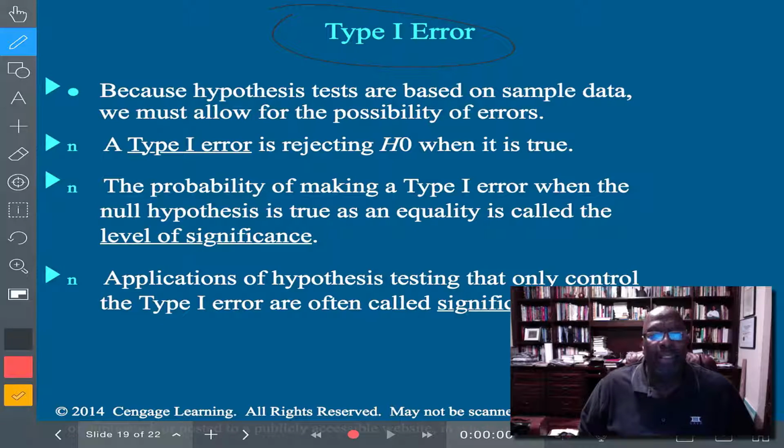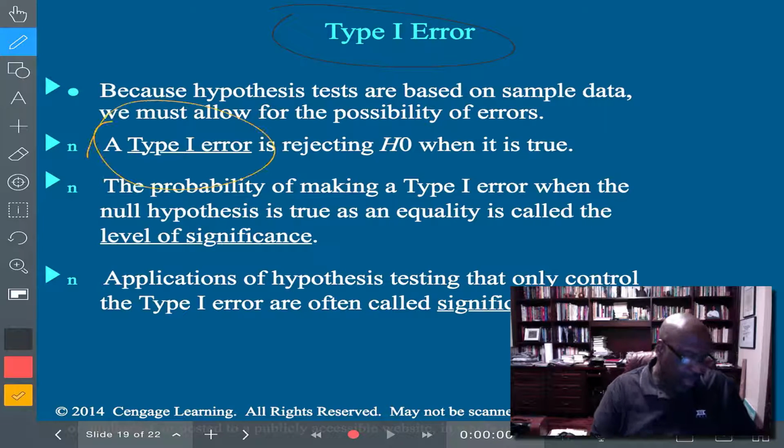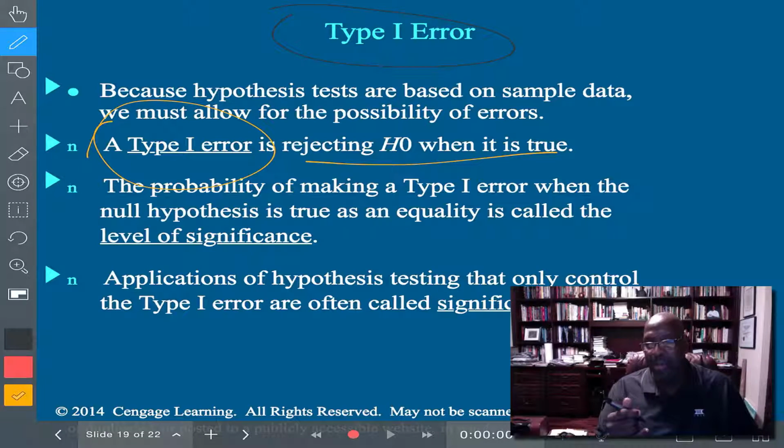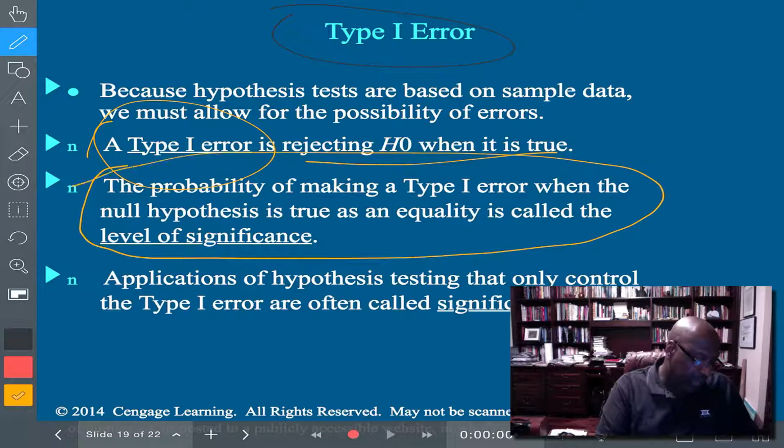Anyway, because hypothesis tests are based on sample data, we must allow for the possibility of errors. So we have one which is called a type 1 error, which is rejecting the null hypothesis when it is true. So if we conclude that the mean fill rate is not 32 ounces, then we would reject the null hypothesis. But what if it is? And we just happen to find a sample that made us do that. So we have an error. The probability of making a type 1 error is called the level of significance.